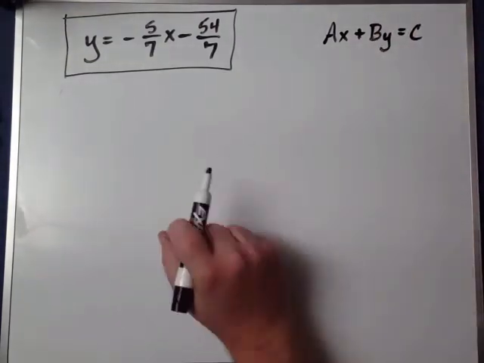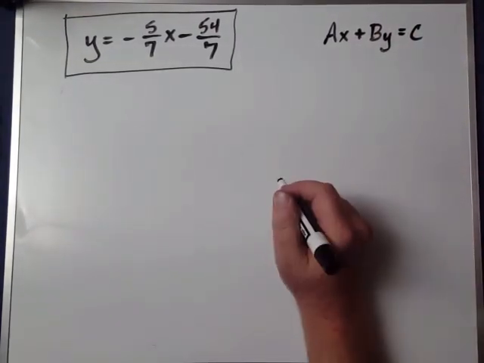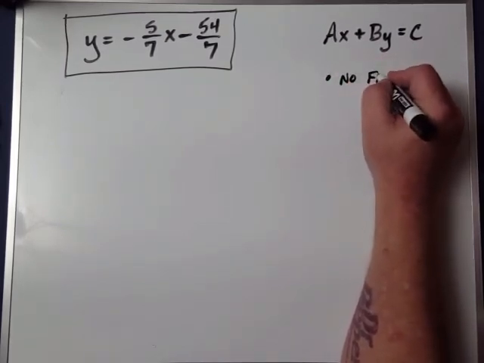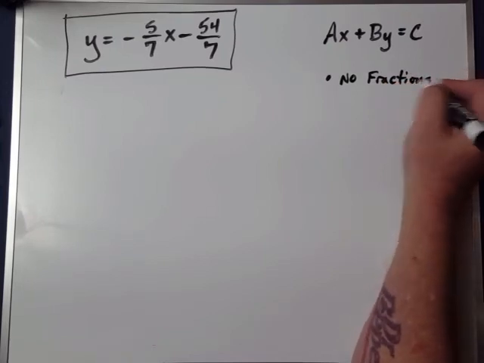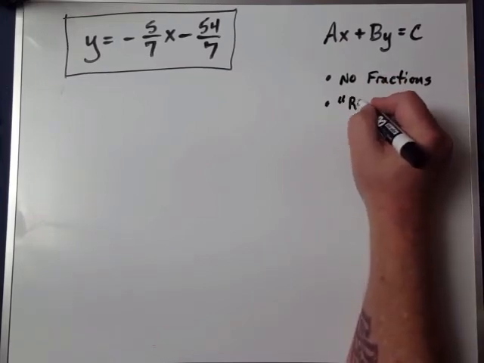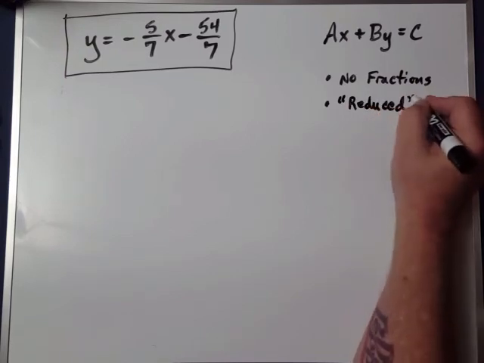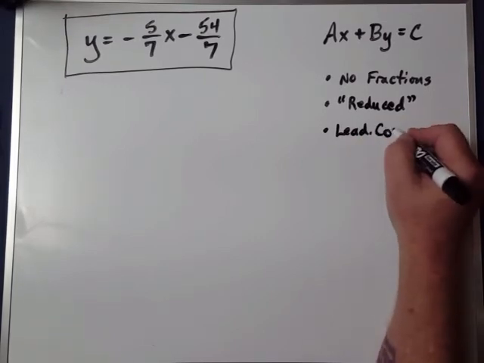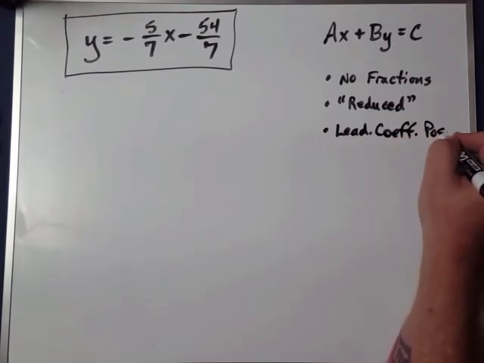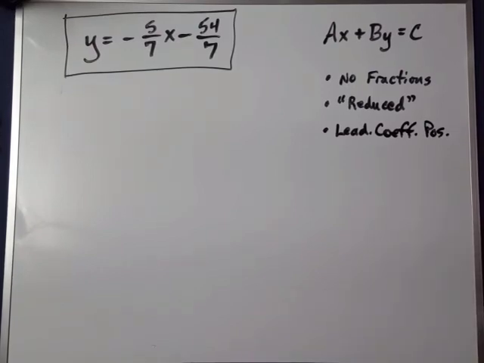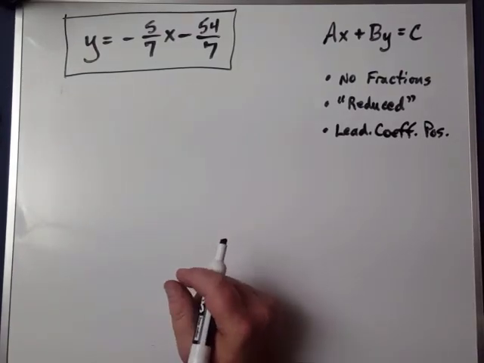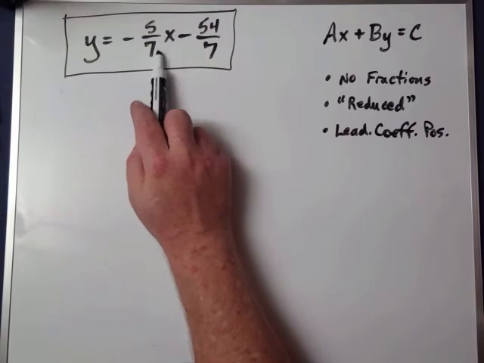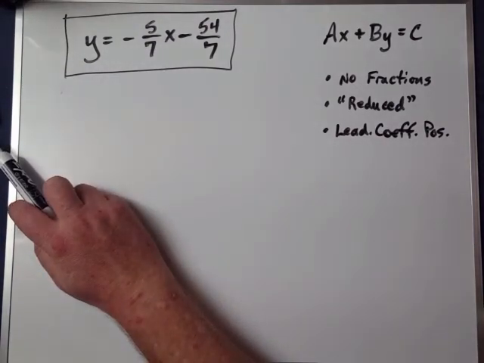We want our x's and y's on one side, our numeric terms on the other, remembering that we want no fractions. That we want this to be quote-unquote reduced. And that the leading coefficient is expected to be positive. So what do you want to do first? Some of us would go ahead and get my x's and y's on one side. Add 5/7 x to both sides.